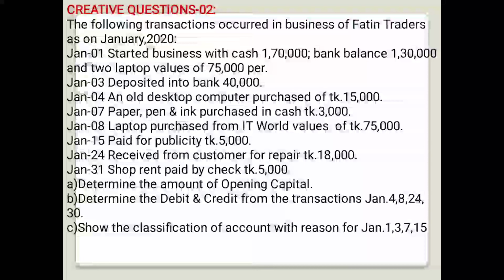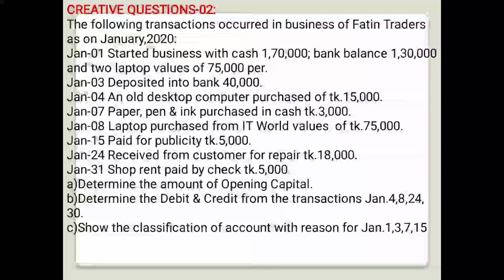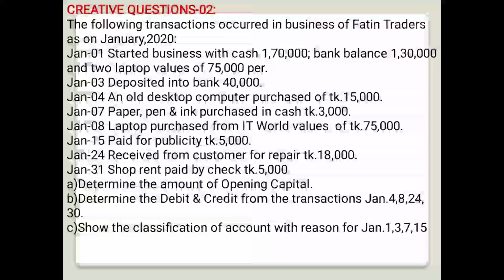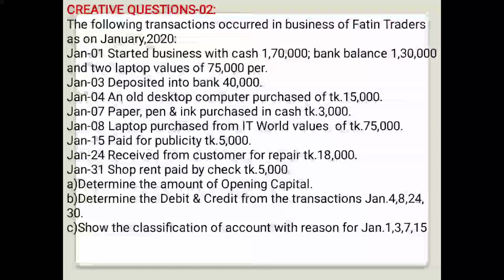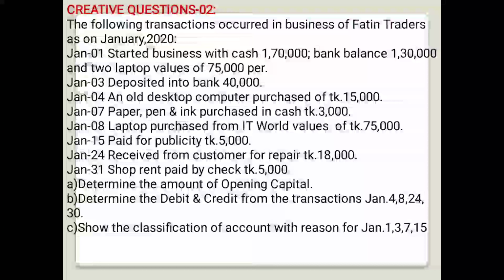January 15, paid for publicity Taka 5,000. January 24, receipt from customer for repair Taka 18,000. January 31, shop brand paid by check Taka 5,000. From the above transactions, or above stem, you have to solve the 3 requirements.